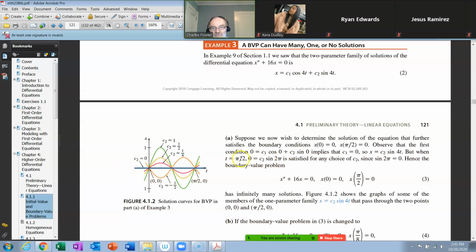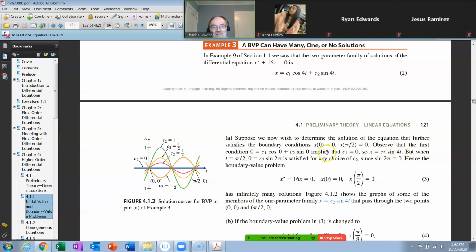Observe that the first condition, 0 is equal to C1 cosine of 0 plus C2 sine 0, would imply, because sine of 0 is 0 and cosine of 0 is 1, that C1 has to be 0. For that first condition to be met, C1 would have to be 0. Okay? Now, that leaves you an equation then. x is equal to C2 times the sine of 4t. Okay, but when you put in the second value there, t is equal to pi halves, and do 4 times pi halves, that would be 2 pi. Sine of 2 pi is also 0.